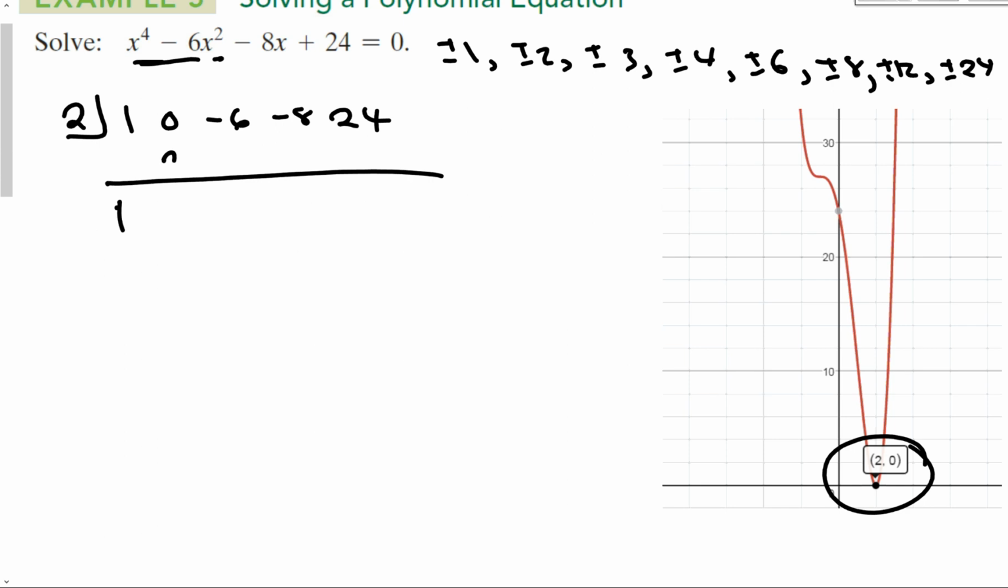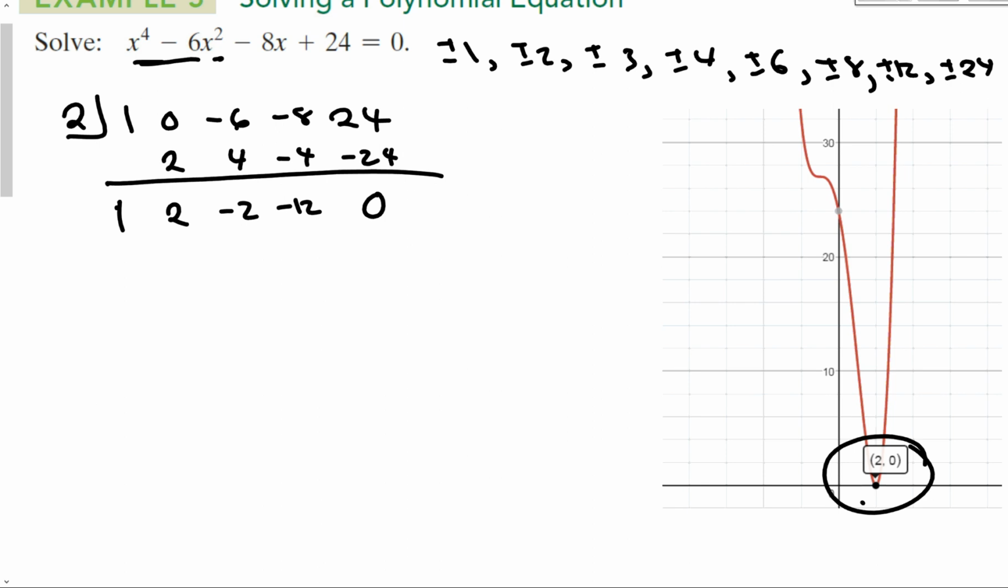Bring down the 1. Multiply. Add these together. Multiply. Add these together. Multiply. Add these together. Multiply. And it works. And it should have worked because I can clearly see that 2 is a 0 of the polynomial.